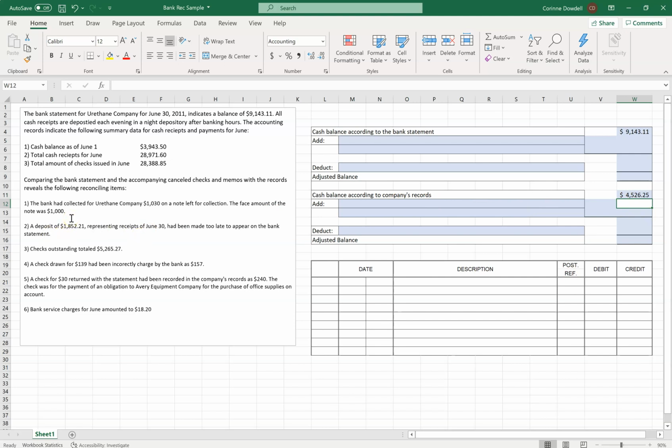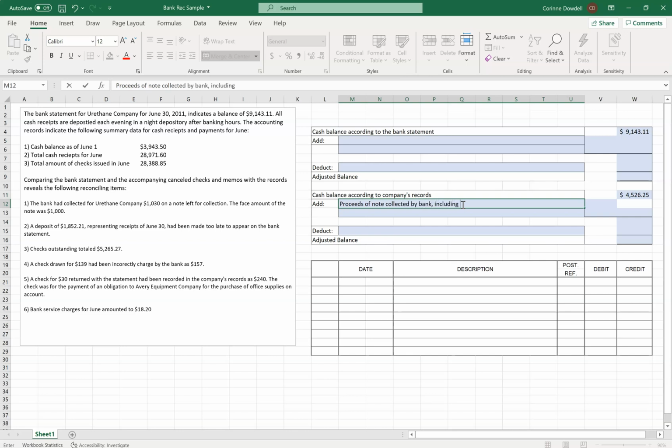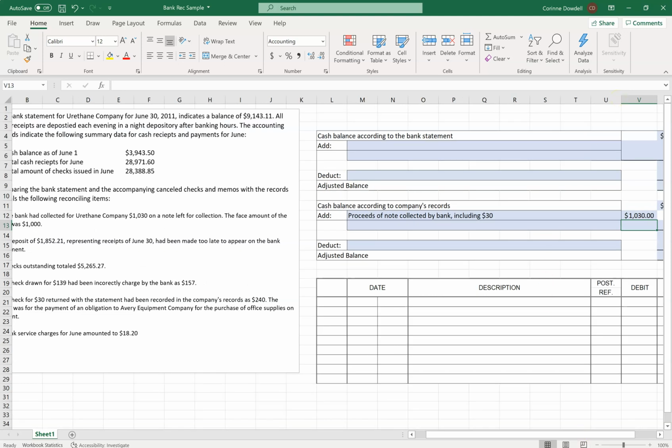The bank had collected for Urethane Company $1,030 on a note left for collection. The face amount of the note was $1,000. So this is something that came into our bank account that we were unaware of, that the bank did for us. So it's going to be an addition to the company's cash balance. We're going to say proceeds of notes collected by bank, including $30 interest, and then we'll plug in the amount over here of $1,030. Now, you don't have to worry about dollar signs and all that kind of stuff. I have it formatted so that where you need the dollar signs, they're going to appear.